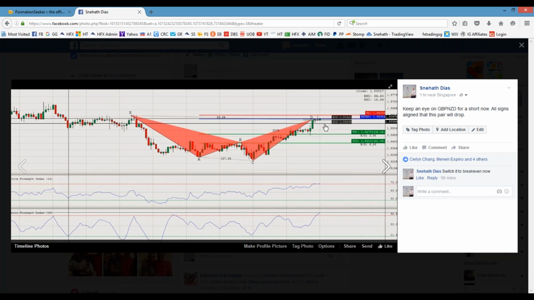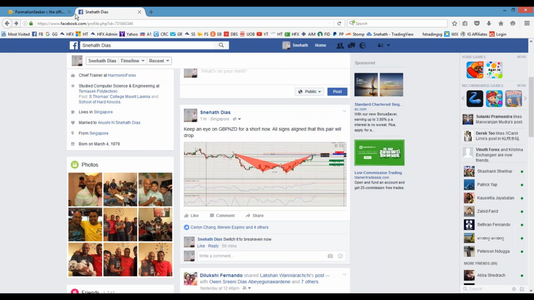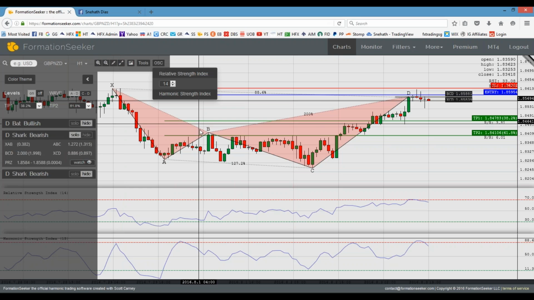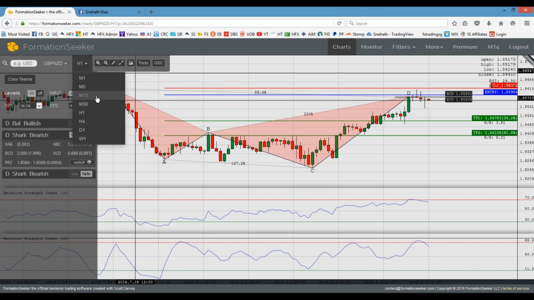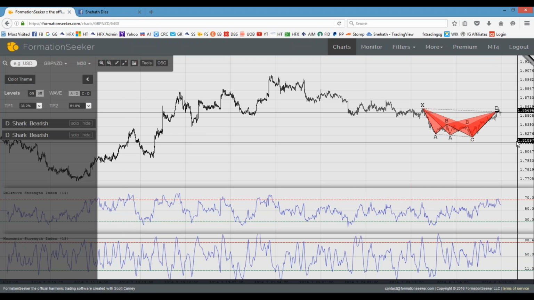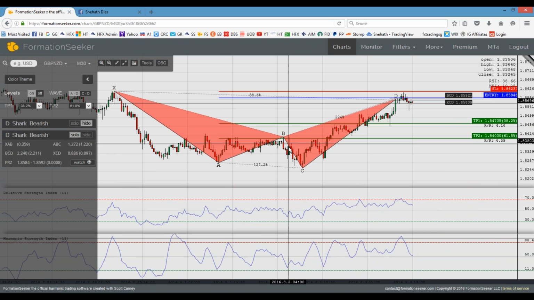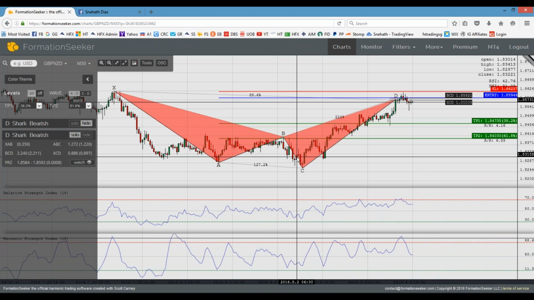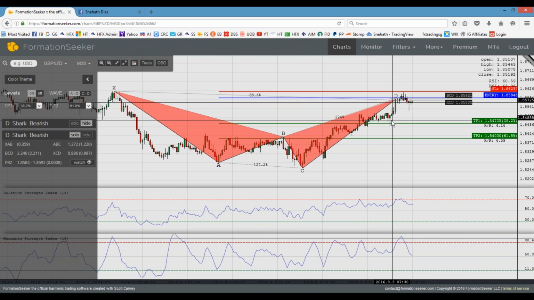level. Now let's try to analyze this and give you guys a bit of insight as to why this made sense for me. The first thing was that I was observing this on 3 different time frames, so M15, M30. So let's look at the M30. And of course, if you guys are not familiar, this software is called Formation Seeker. It's a software created by Scott Carney, and it's really Scott Carney in a software.